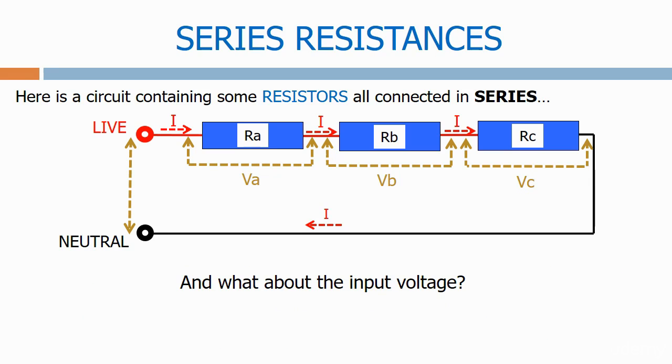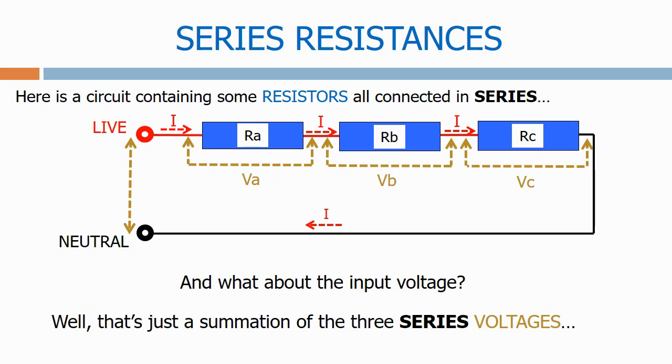And what about the input voltage? Well, that's just a summation of the 3 series voltages. Therefore, V total equals VA plus VB plus VC.